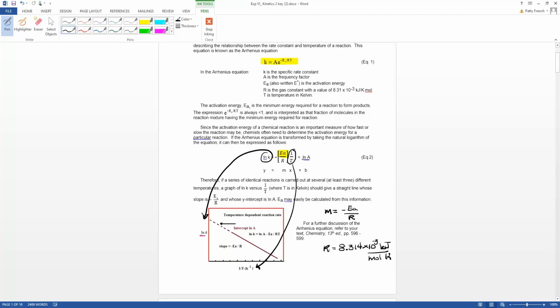Okay, so this is the point of this lab. We're going to measure the time it takes for a reaction to turn blue, for the iodine to react with the starch to turn blue. And we're going to measure that time and we're going to measure the temperature. And using the time, we're going to be able to find the K. And obviously, using the temperature in degrees Celsius, it's not too hard to get 1 over temperature in Kelvin.